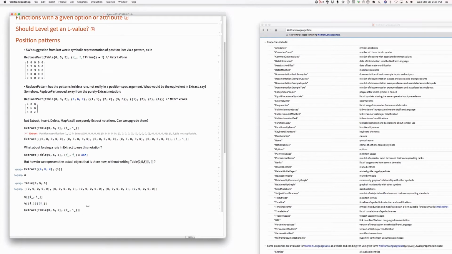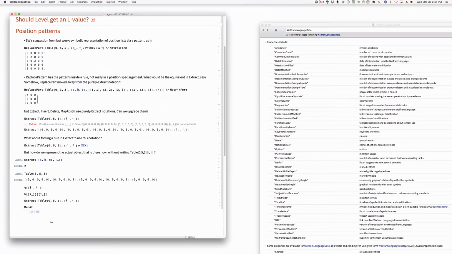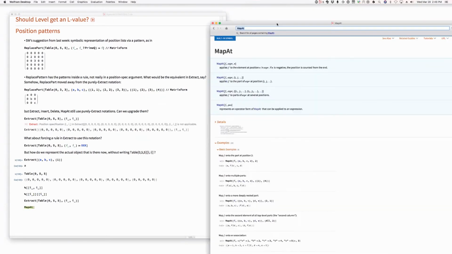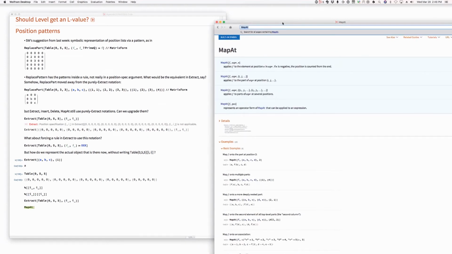Interestingly, in replace part, once we have identified the I, we can replace by something that depends on I, but it's not so easy to replace by something that depends on the actual thing that was there. We don't have a notation for that. Yeah, well, I know that's map at, basically. I mean, that raises the question of whether map at should take patterns, which seems to me quite sensible and quite interesting with respect to the thing we were just discussing about level specs.